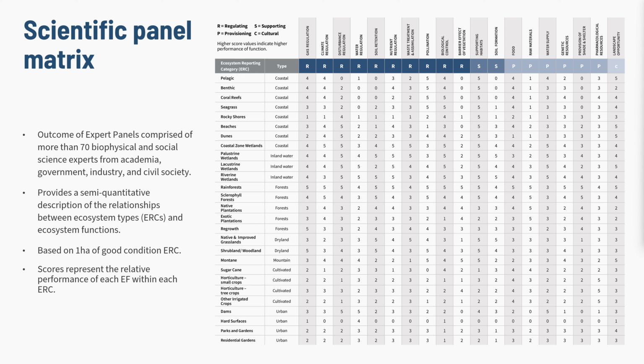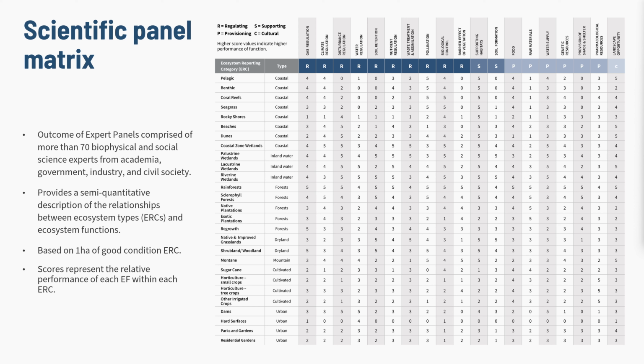And that system involved ranking the performance of those functions in each of those ecosystem types on a scale between 0 and 5, 5 being full performance of that function, maximum performance, and 0 being no performance of that ecosystem function. The resulting matrix of scores, we'll hereafter refer to as the expert panel scores or the matrix scores, forms the basis of the mapping method that underpins the ecosystem function mapping and reporting tool.